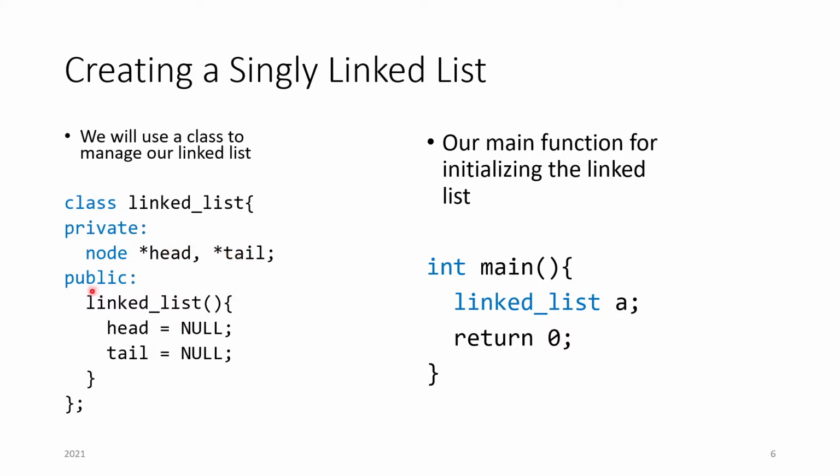Note that in creating our linked list, our constructor, which has the same name as the class, handles the case where the linked list is empty: the head and tail node pointers are also empty. That's why they get assigned to null. And for initializing the linked list, this is the main function for doing so. When we create object A of type linked list, the constructor is automatically called, creating and assigning head and tail to null.